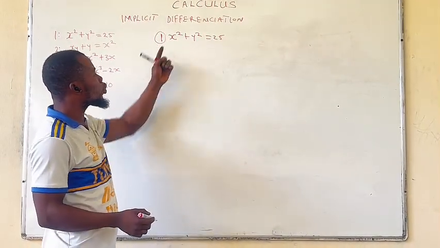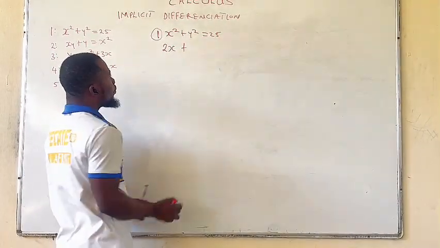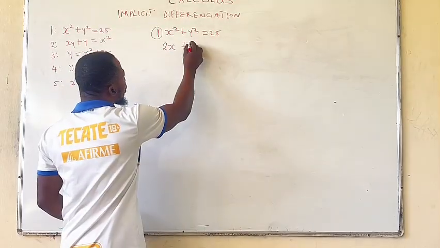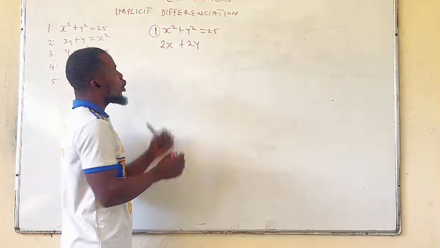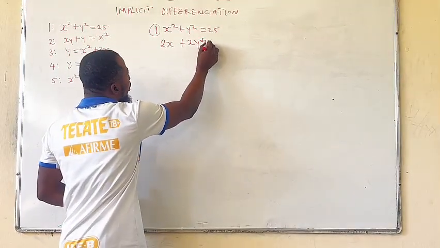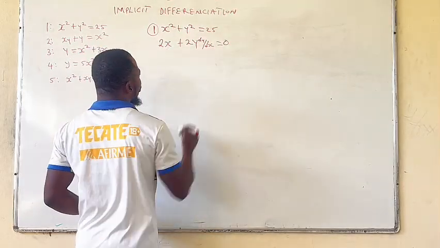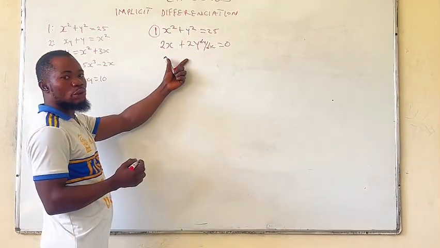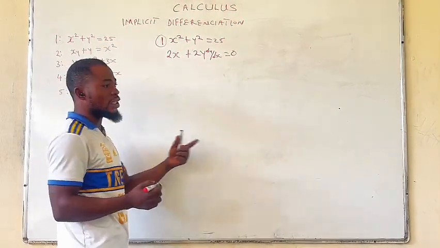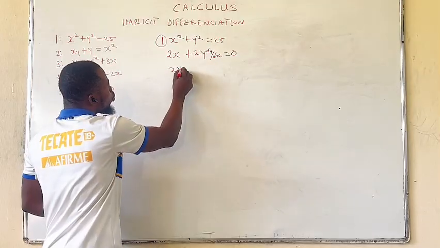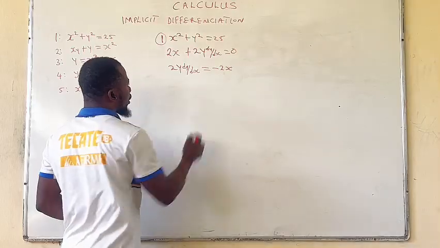Differentiating x squared will give us 2x, then plus differentiating y squared will give us 2y. And we said anywhere you differentiate y, you put dy/dx. So we have 2y dy/dx equals, differentiating any constant number gives 0. Now we'll collect the like terms, those with dy/dx on one side and the one without dy/dx on the other side. So from here, 2y dy/dx will be equal to minus 2x.